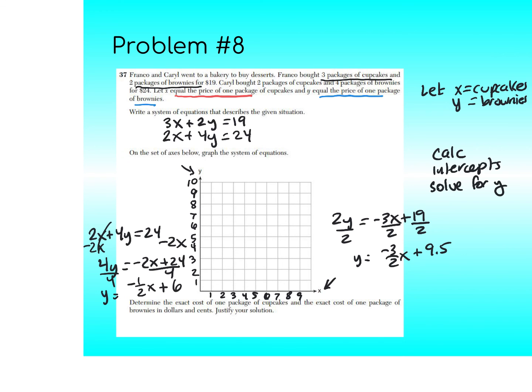So here we have our first equation, negative 3 halves x plus 9.5. Luckily, we're going by halves each time. So we'll start up here. And negative 3 halves is going to take me down 3 and over 2. So 1, 2, 3 over 2. Again, 1, 2, 3 over 2. And I can go ahead and draw my line down.